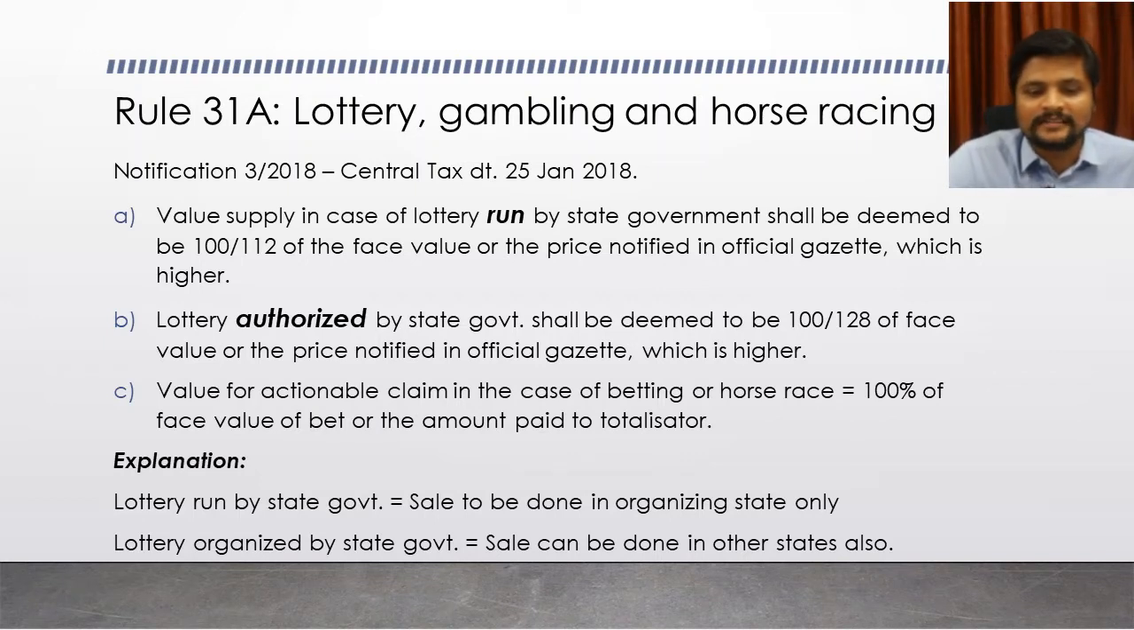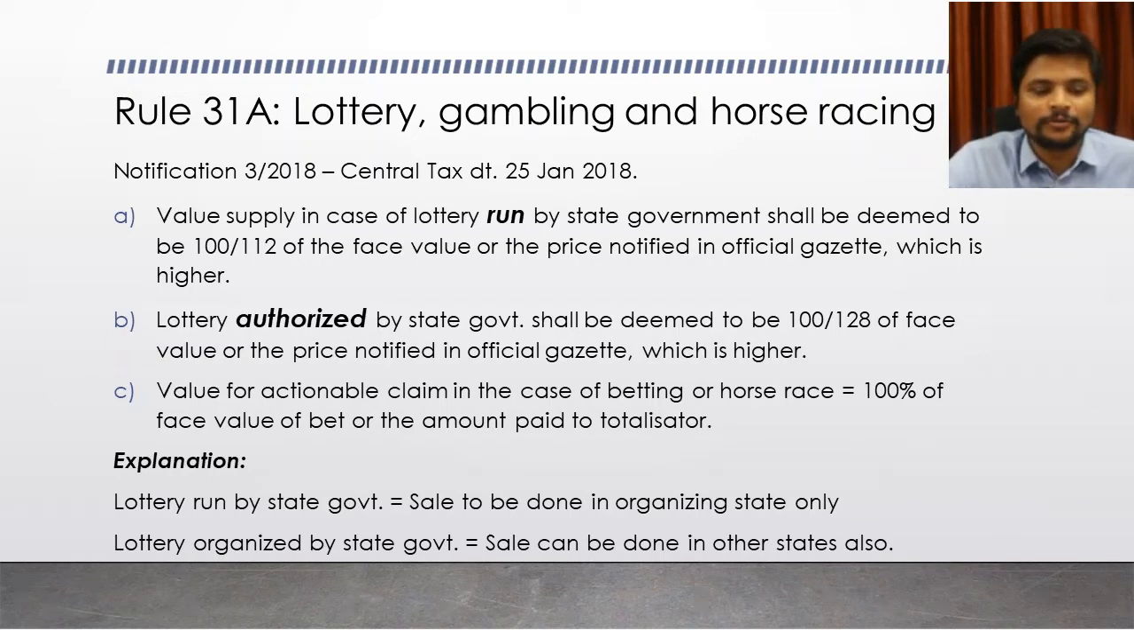Some person will be organizing that horse race. You can go and participate in that racing and you can bet your own amount for the particular gambling. In that case, the valuation under this particular rule is nothing but 100% of the face value of the bet. For example, you are betting on a particular horse for some 5 lakh rupees. In that case, whatever value you are betting, or the face value of the bet, that will become the valuation for this purpose as well.